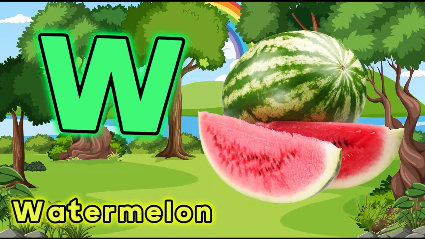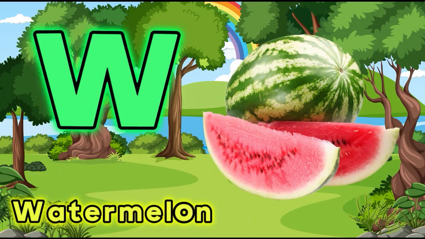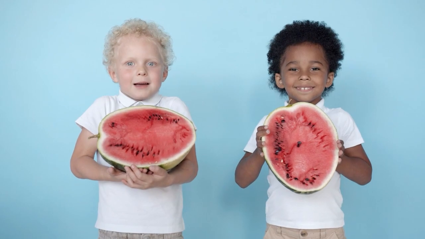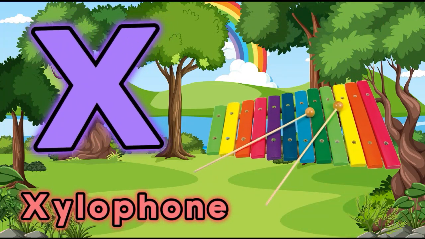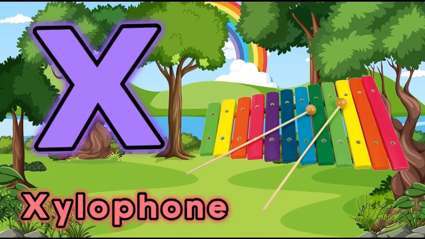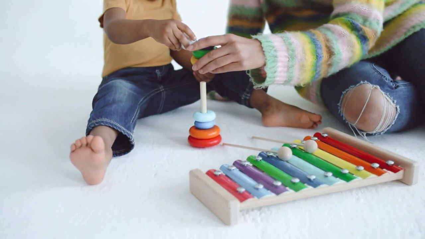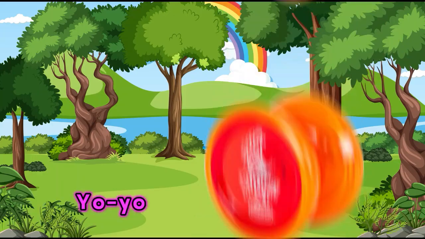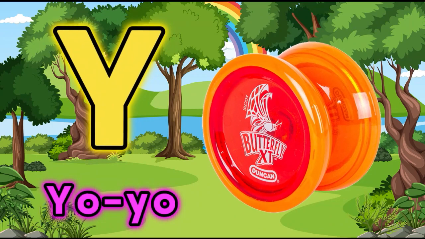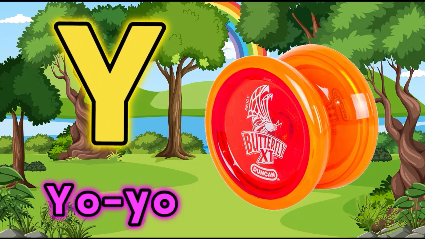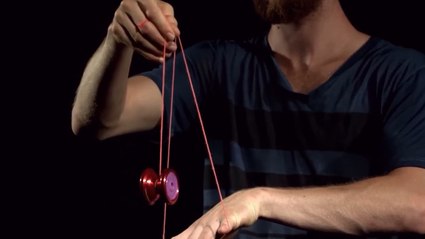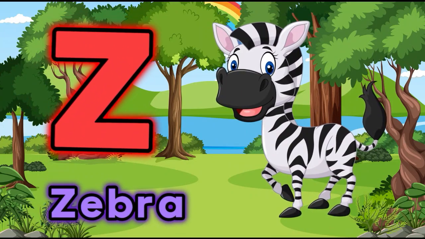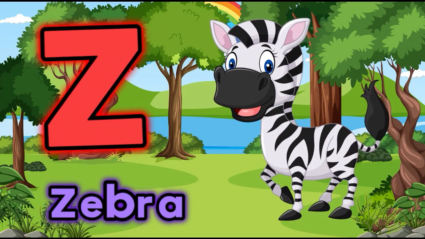W for watermelon. X for xylophone. Y for yo-yo. Z for zebra.